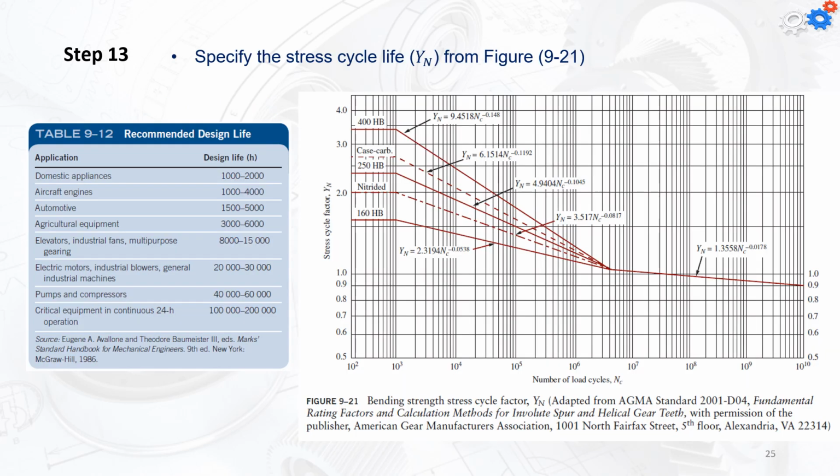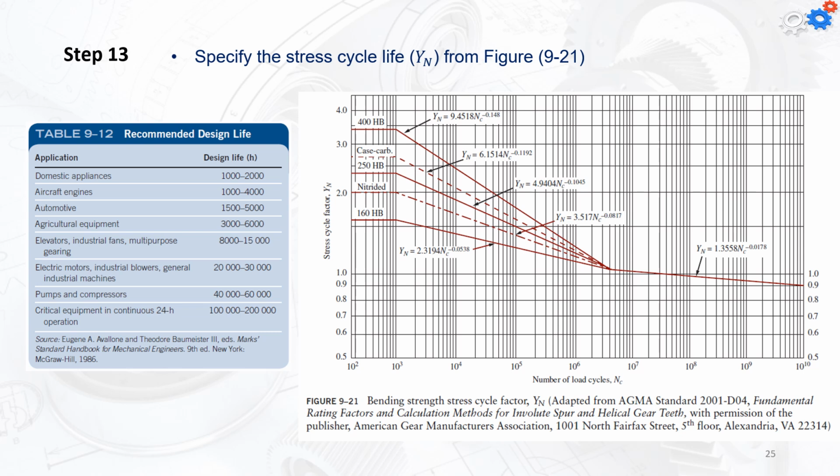So step 13 is going to be specifying the stress cycle life with the YN, and this can be done by using figure 9.21. First you have to know the recommended design life for your application. So again, we can have table 9.12. In table 9.12, we can see that we have either domestic appliances, which can last for a maximum of 2000 hours, or critical equipment in continuous 24 hours operations, like for example a power plant, and thus the recommended design life is going to be anything between 100,000 to 200,000 hours continuously.